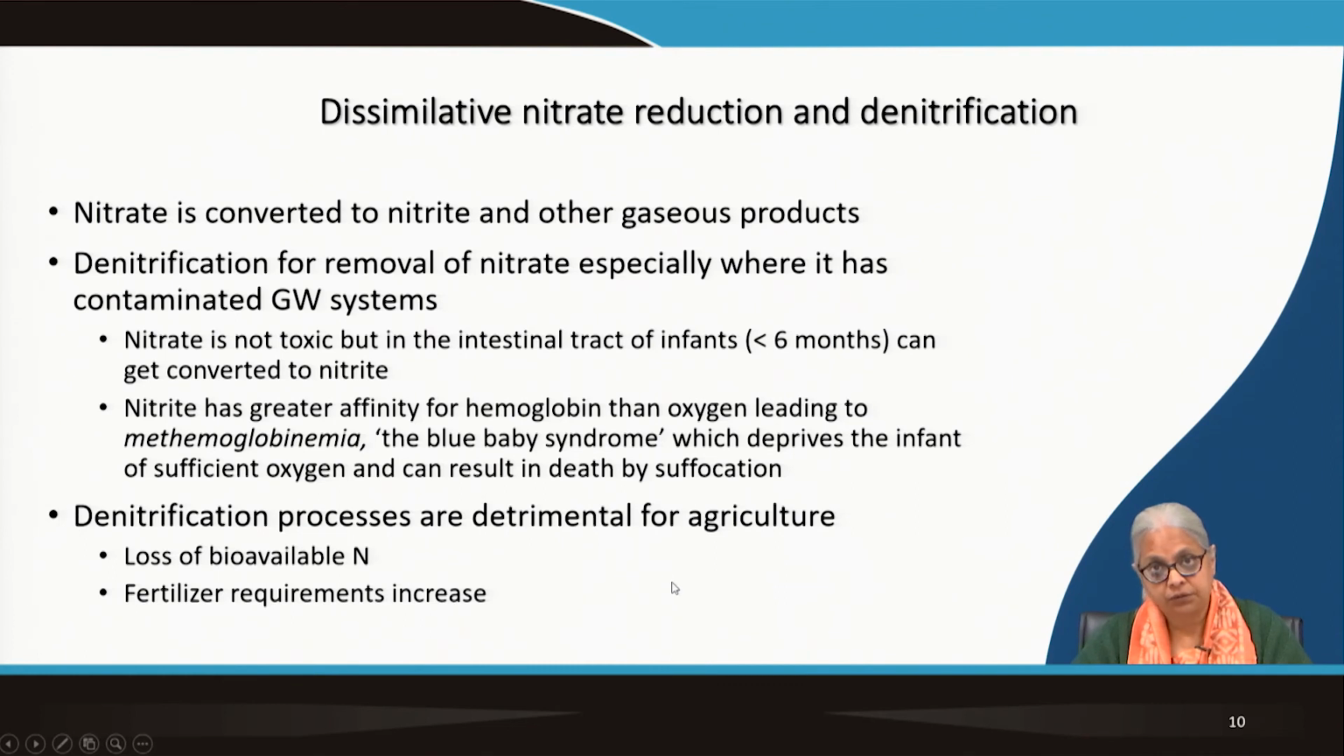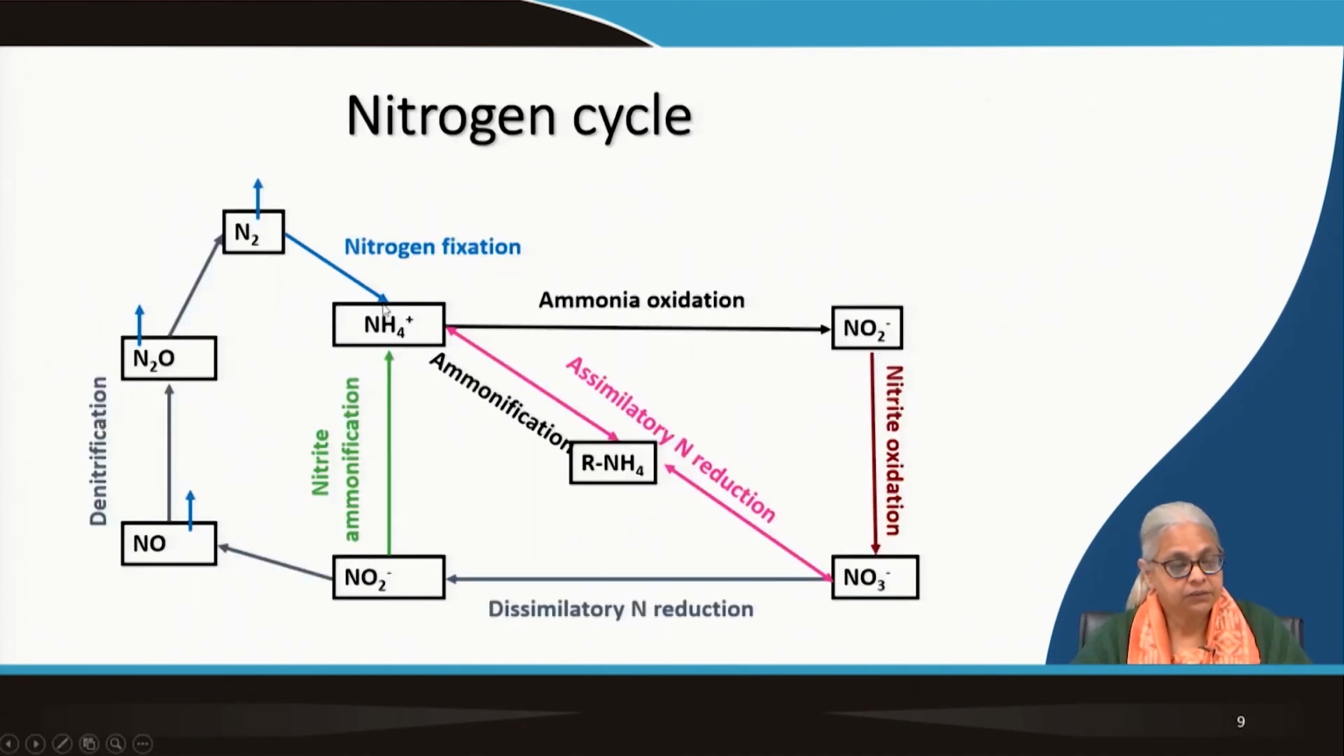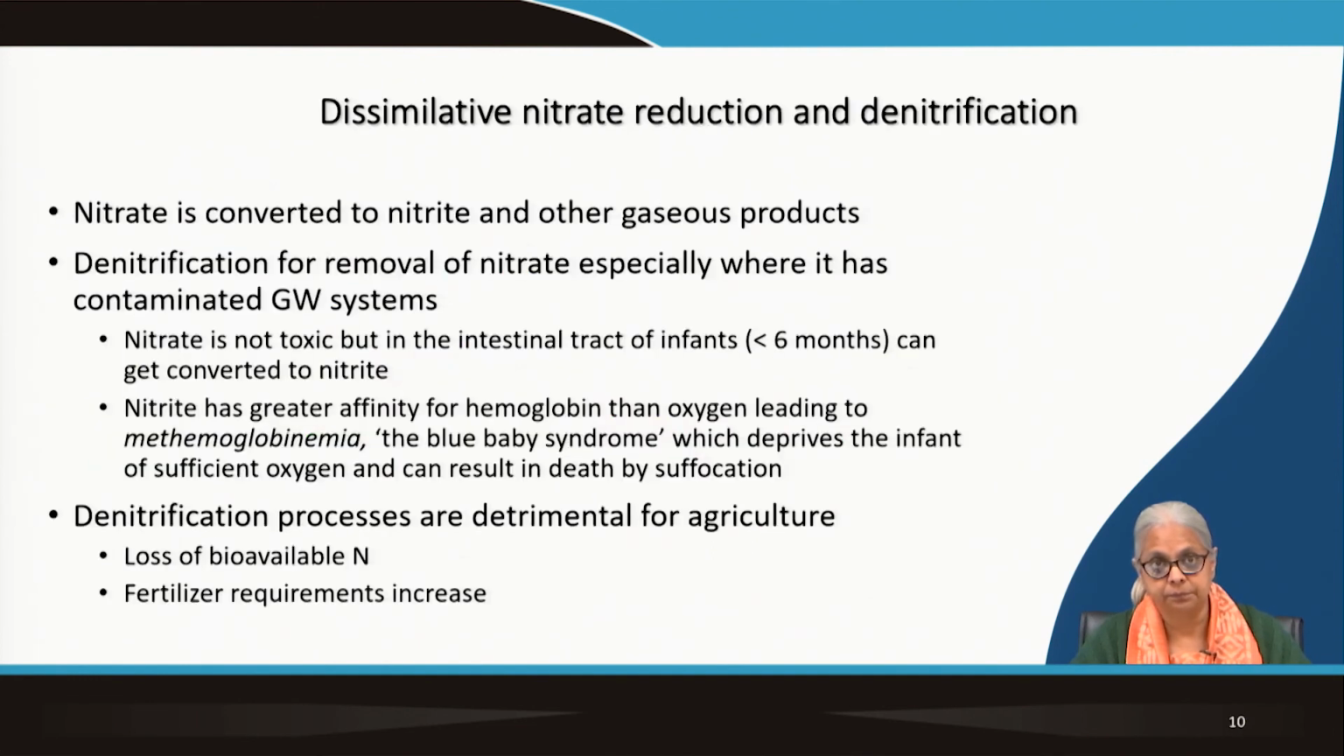Denitrification processes are detrimental for agriculture because you have a loss of bioavailable nitrogen. And I'll just go back to the previous slide. These four forms are the bioavailable forms of nitrogen. The other three forms are not bioavailable nitrogen, so they are lost from the system. And when you lose bioavailable nitrogen, then your fertilizer requirement increases. So this is a very delicate balance to maintain from an agricultural point of view, and it requires a good amount of management.